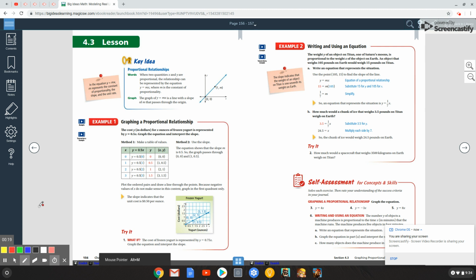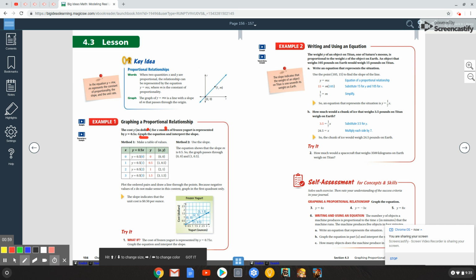It says the cost y in dollars, so y is dollars, and x ounces, so x is ounces, of frozen yogurt is represented by y equals 0.5x. So that's the equation. They want us to graph and interpret the slope. First we want to graph that equation, and we've done this in multiple videos and we already know how to do it. We can say that x is 0, and then we have the point (0, 0), like labeled on here, and then x is 2, y is 1, and then we make a line, just like shown in that example.